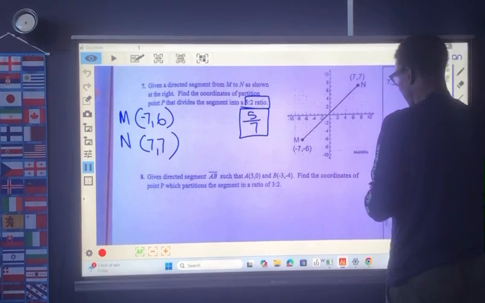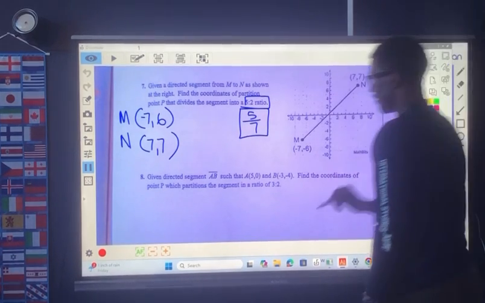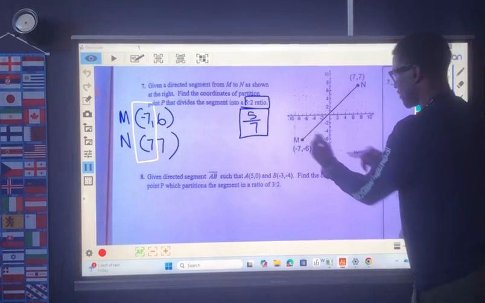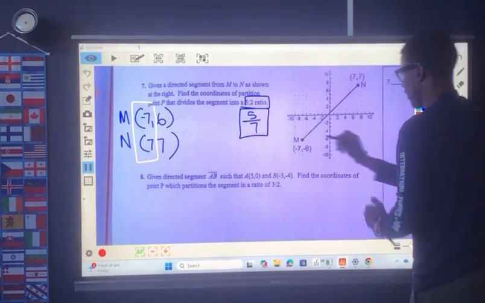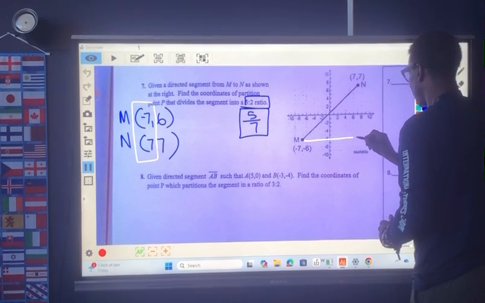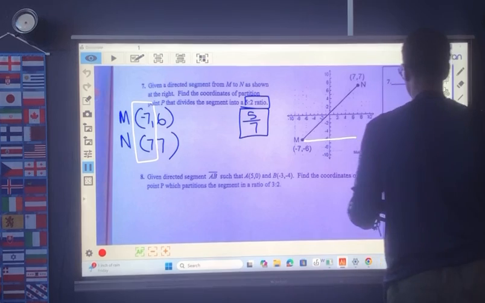So the first thing I need is to calculate the x values, because you want to see the distance. To go from M to N, you had to travel this distance on the x-axis. What was the distance on the x-axis here?